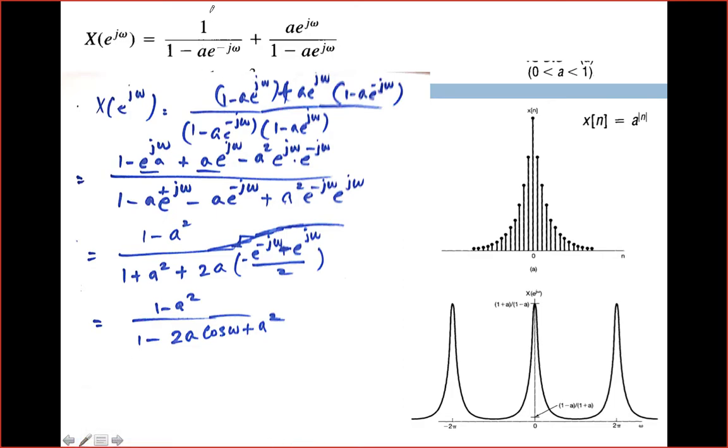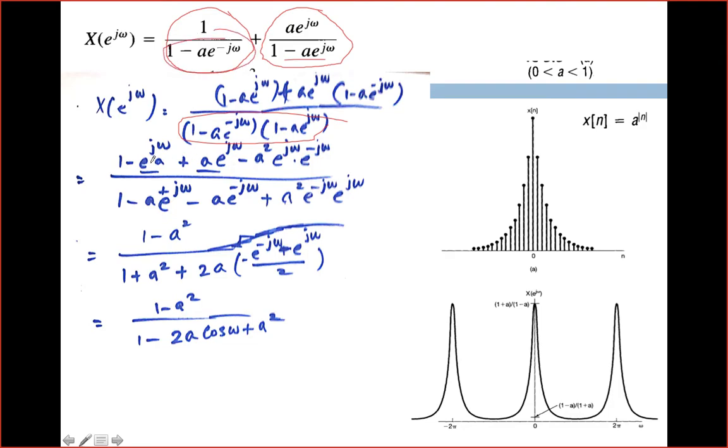One is 1 by 1 minus a into e power j omega, and another equation is a into e power j omega divided by 1 minus a into e power j omega. So I have taken the denominator and cross multiplied it with the numerator. Here I have to multiply 1 minus a e power j omega, and here I have to multiply this term, cross multiplication.